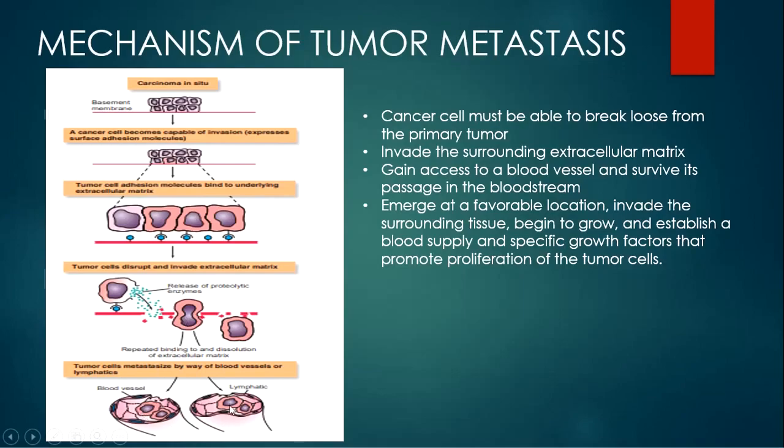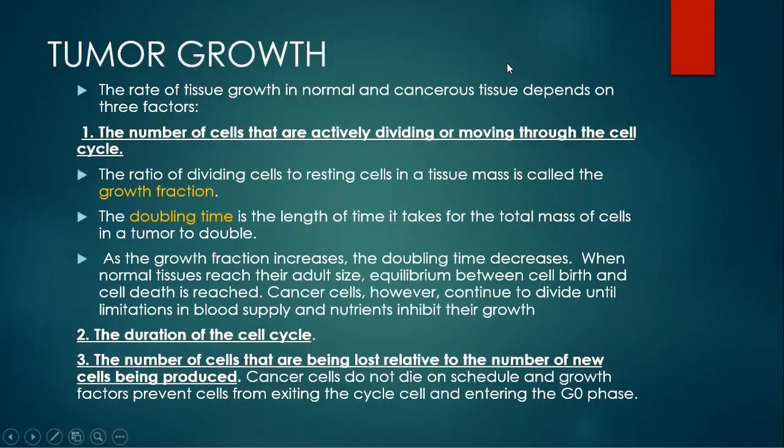So they may enter the blood vessel or the lymphatic, and after gaining access to the blood vessels or lymphatic, they are going to survive its passage in the bloodstream, and after that they are going to emerge at a favorable location and then invade the surrounding tissue. Then they'll begin to grow and establish a blood supply, which is called angiogenesis. Angiogenesis means the establishment of new blood vessels and specific growth factors that promote proliferation of the tumor cells. So this is the mechanism which is involved in tumor metastasis.